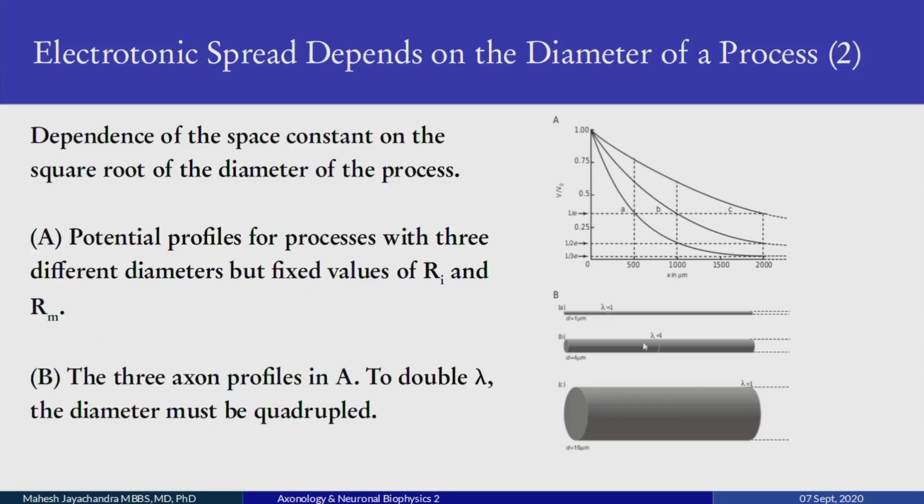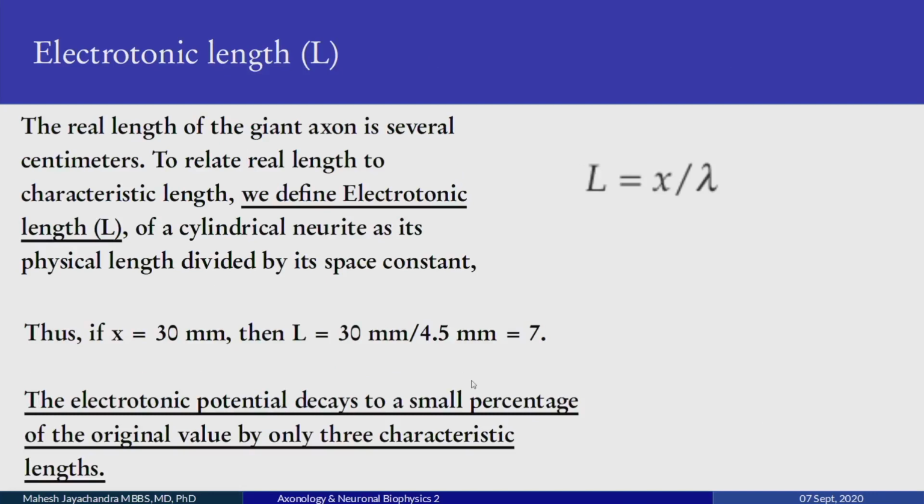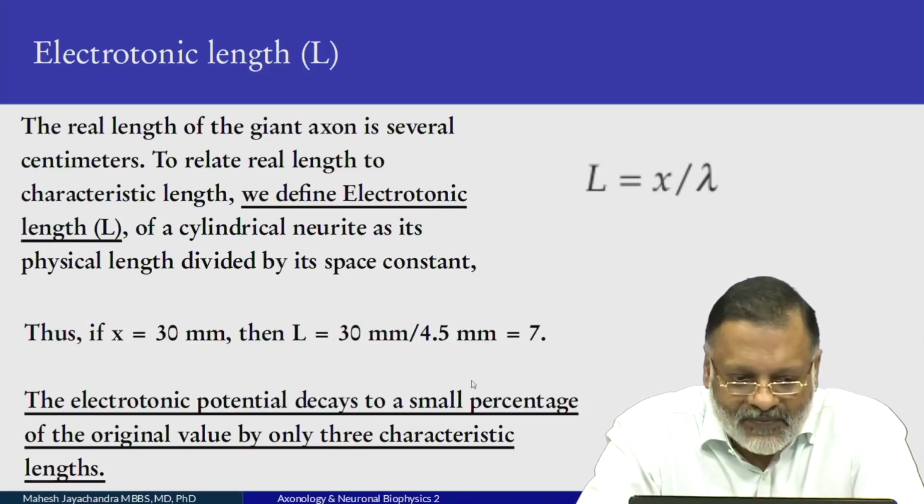So, here we have the relationship of lambda to diameter. Again, you have 3 different axons with 3 different diameters, 1 mu, 4 mu and 16 mu, and you see the potential profile. Lambda in the first one is over here, in the second one is here, and the third one is here, because it spreads much further because the cross-sectional area is much more. So, to double lambda, the diameter must be quadrupled. Okay. So, the real length of a giant axon is several centimeters.